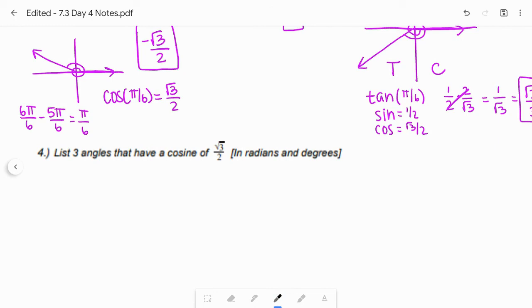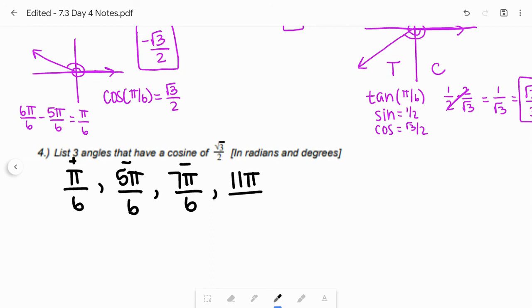Number 4, we are asked to list 3 angles that have cosine of root 3 over 2. And we want to have this in radians and degrees. So I know that cosine equals root 3 over 2 at pi over 6. That's when cosine is positive. Okay. At 5 pi over 6, cosine is actually negative. At 7 pi over 6, it's negative again, but it becomes positive once we reach 11 pi over 6. So I am going to have to eliminate the 2 in quadrant 2 and 3, since we are looking for cosine of root 3 over 2, which appears to be positive.